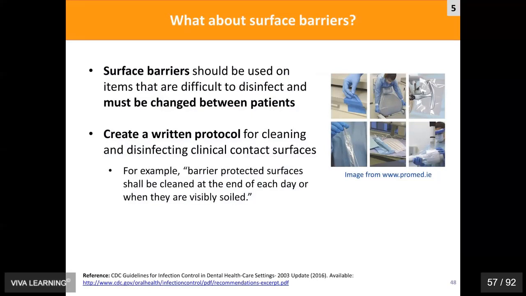Surface barriers, people ask me about them. I think they're great, but they need to be changed between patients. If they ever tear or there's visible contamination, you still need to disinfect that surface. I think surface barriers are great, but again, have a written protocol for what surface barriers you use. Otherwise, you find some operatories are covering, some are disinfecting.